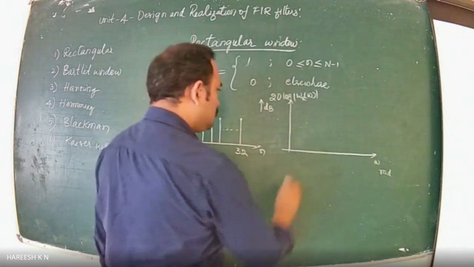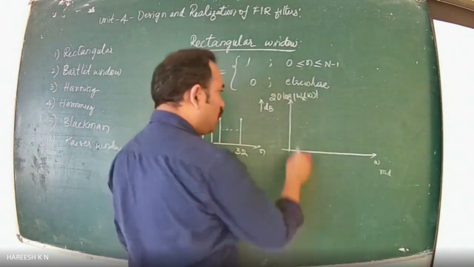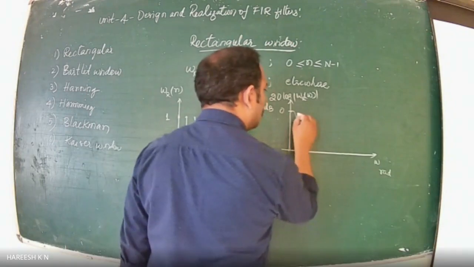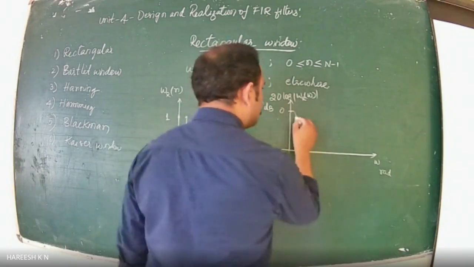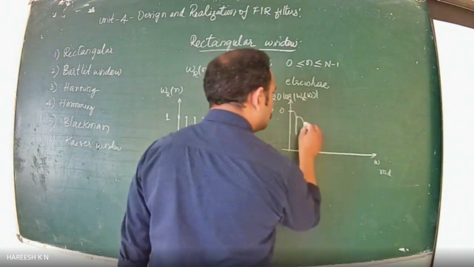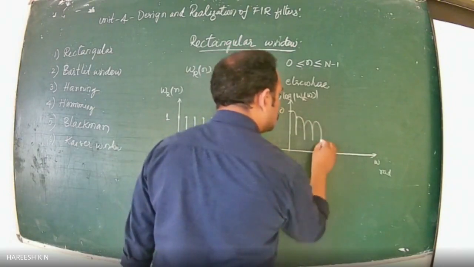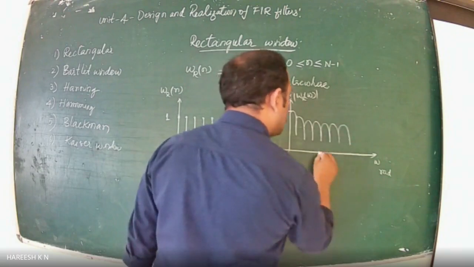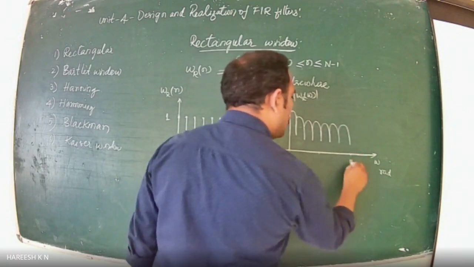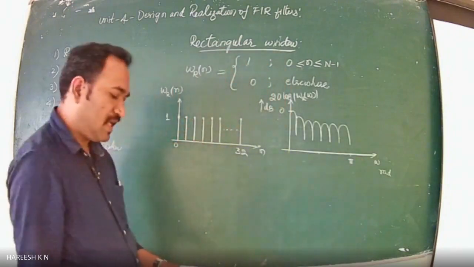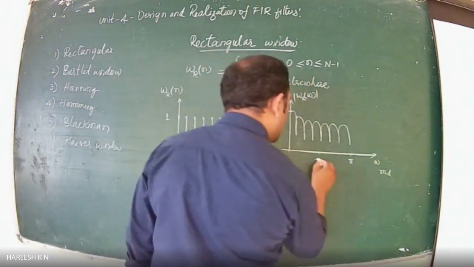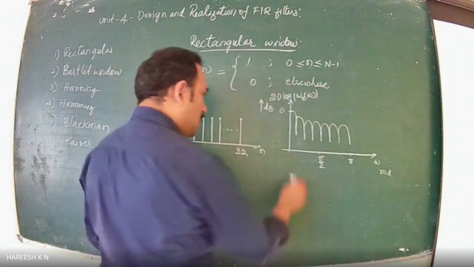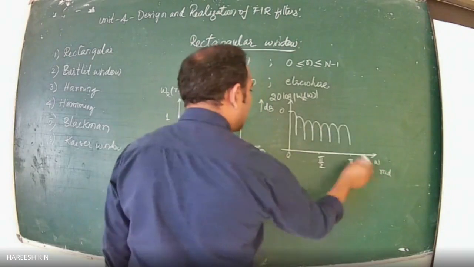Therefore, the magnitude frequency response of the window will be like this. You can even get this from the textbook as well. It lasts up to pi, because it is periodic in nature, from minus pi, minus pi by 2, 0, pi by 2, and pi radians.